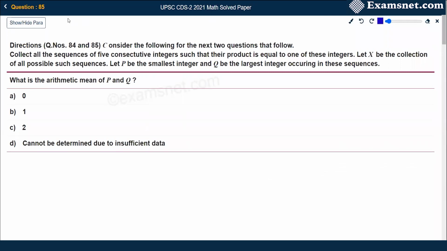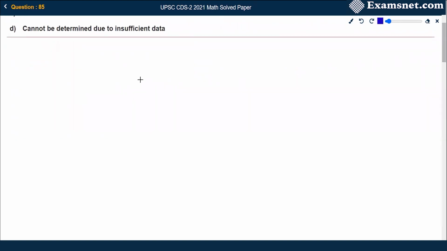In question number 85, this is the continuation of the previous one. Here they said, let P be the smallest integer and Q be the largest integer occurring in the sequences. What is the arithmetic mean of P and Q? So first, let's talk about arithmetic mean. Since we are going to find the arithmetic mean of these two numbers P and Q, the formula is P plus Q by 2. Again, I want to make you remember all those sequences.